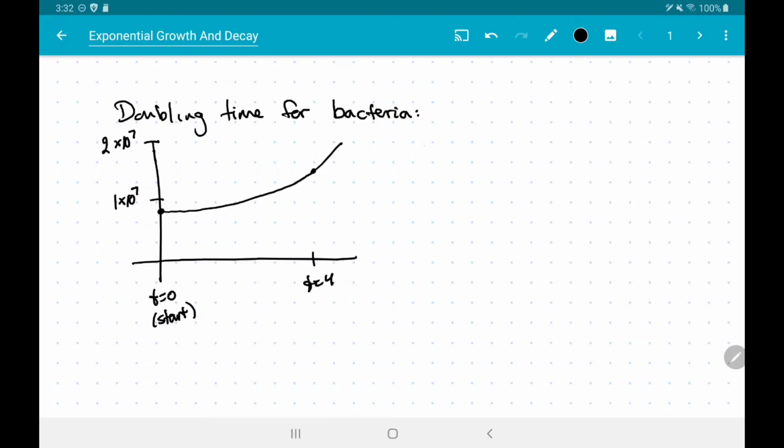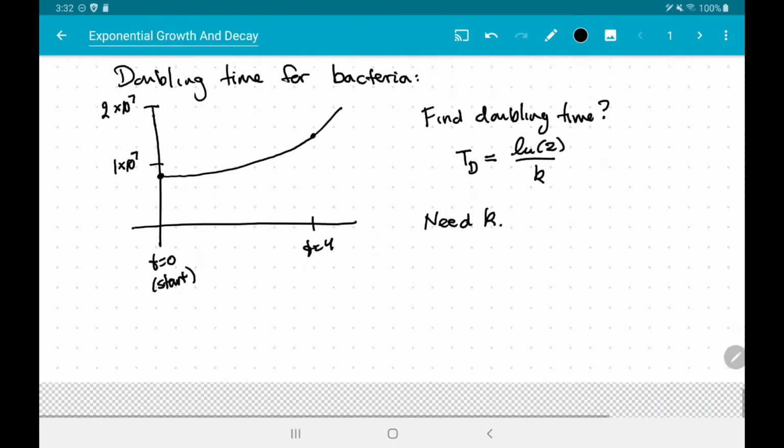Well, what do we know about doubling time? Well, remember that there's a relationship between the doubling time and the growth rate constant. Do you remember what it is? It's ln of 2 over k. So if we can find the growth rate constant, we can use this formula to get the doubling time. So, all right, so we need k. Well, there's two ways to do this.